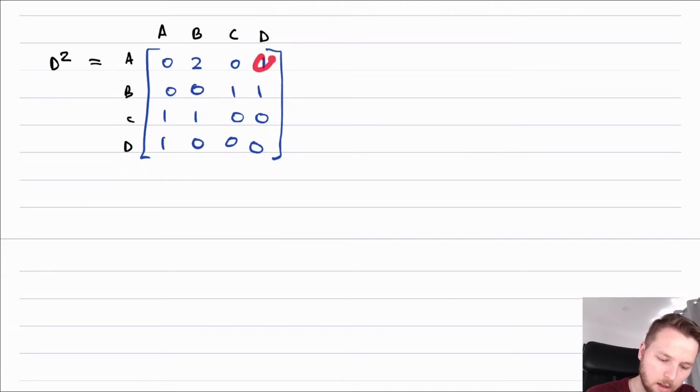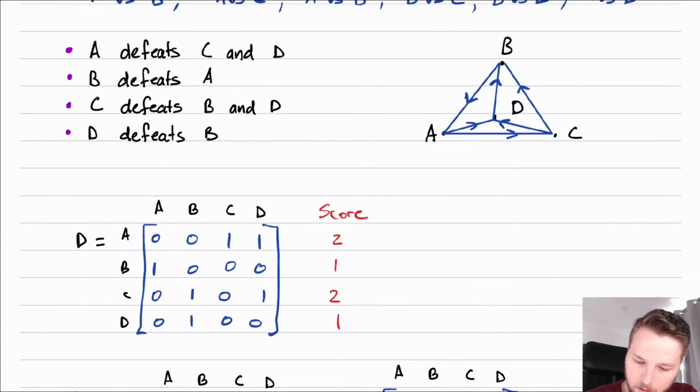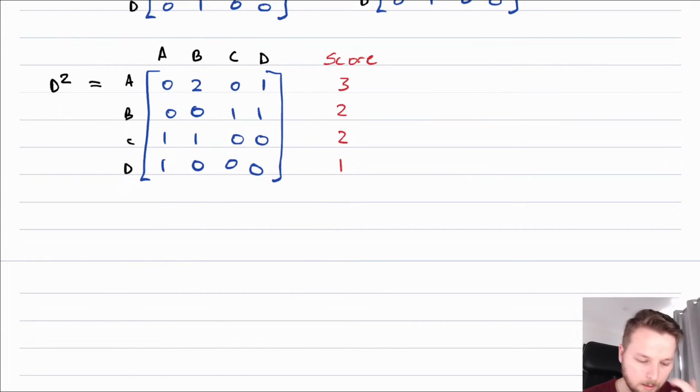Okay? And for all these other ones, for example, there's one two-step path from B to C. B to C, oh, here it is here. So from B to A, and then from A to C. That is a two-step path from B to C. We can also, again, score this matrix. So that's 3, 2, 2, and 1.